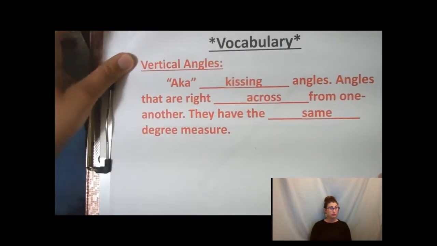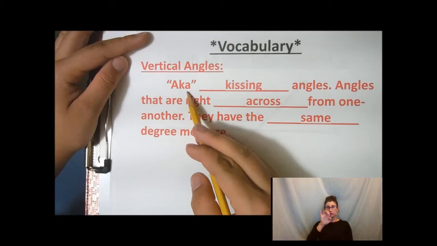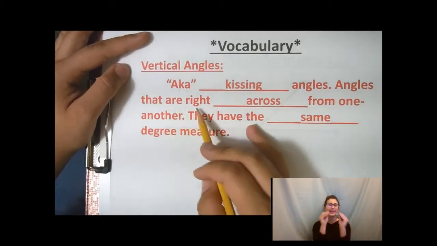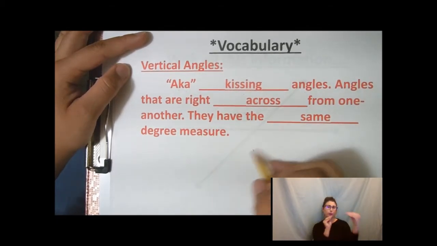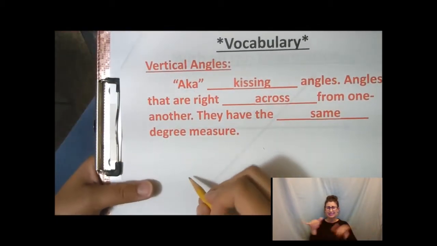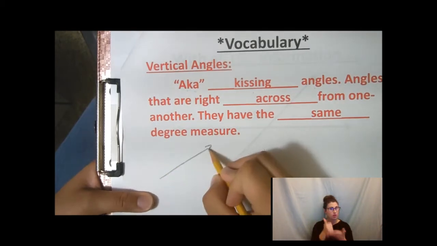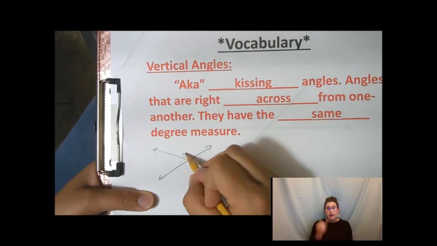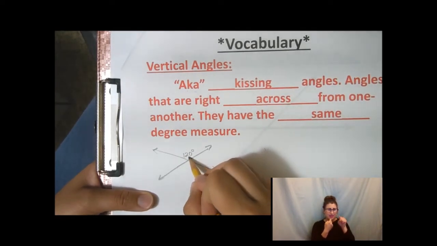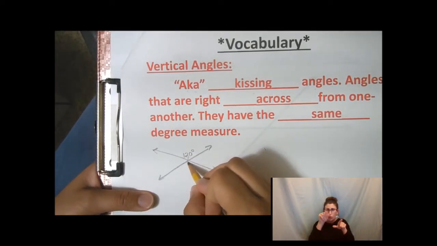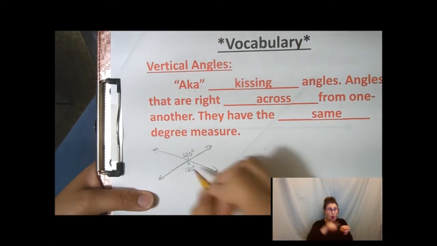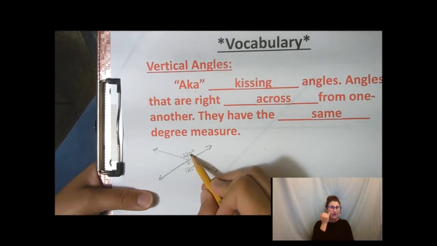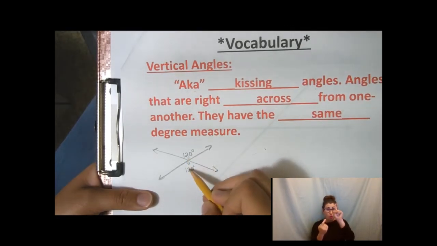Now vertical angles. They're also known as kissing angles because they look like they're kissing. Angles that are right across from one another. They have the same degree measurement and this is going to help us out a lot. For example, if I say this is 120 degrees, that means the angle directly across from it is also 120 degrees. And if I know one of these angles, I can find the rest by using vertical angles.